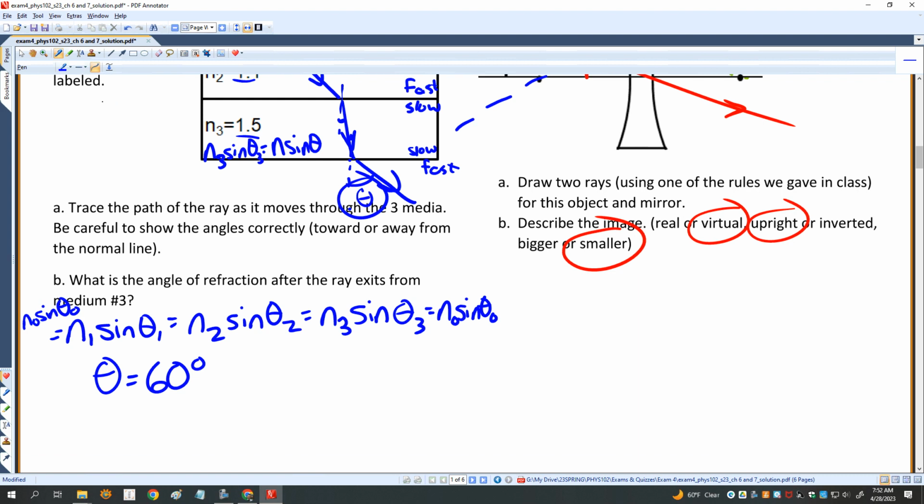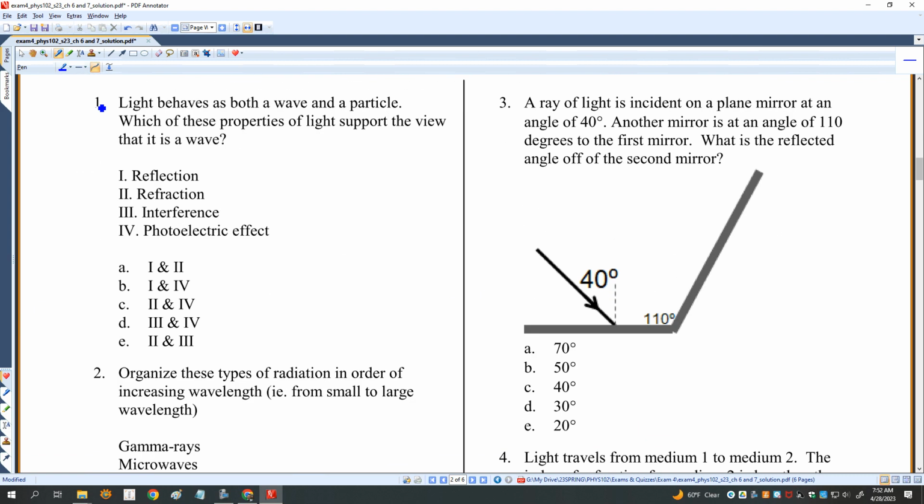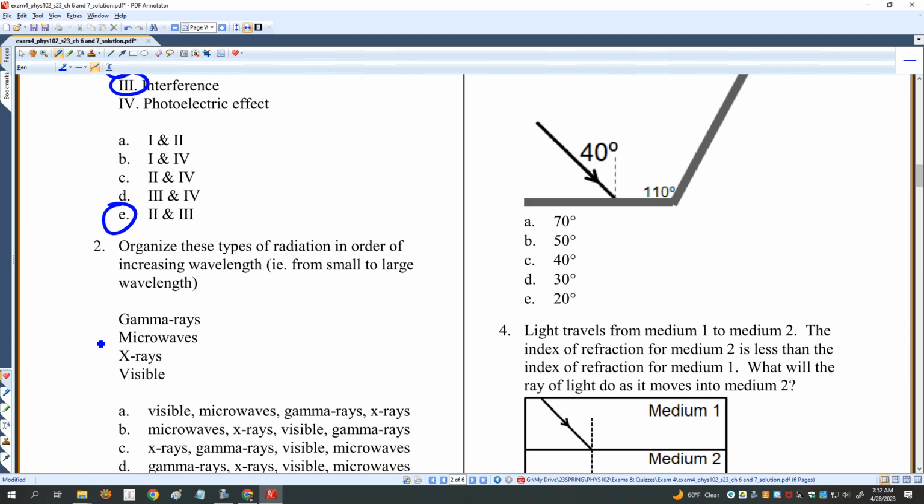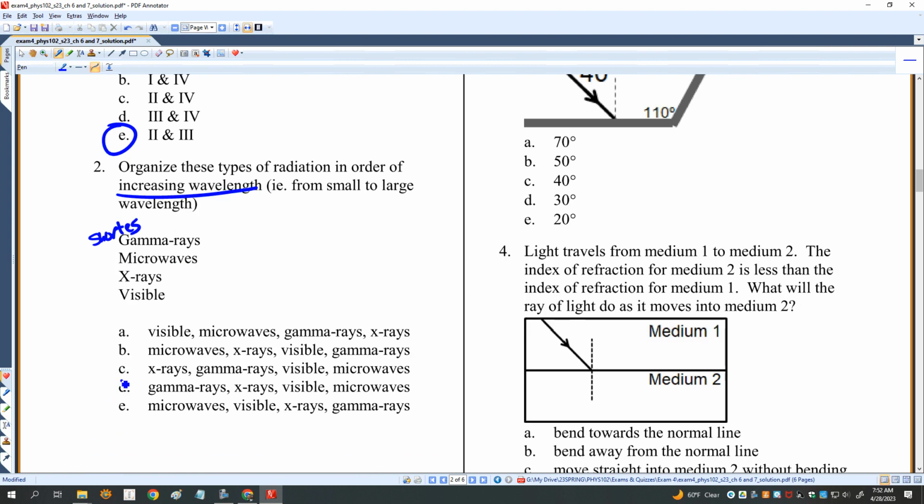Okay. All right. Light behaves as a wave and particle. Light as a wave, that would be these two. Organizing these in terms of increasing wavelength. Well, I know this has the shortest. So let's just go down and see. Oh, look, yeah, so it has to be this. And is this in the right order? Yes, shortest, next to shortest, and then long wavelength there.